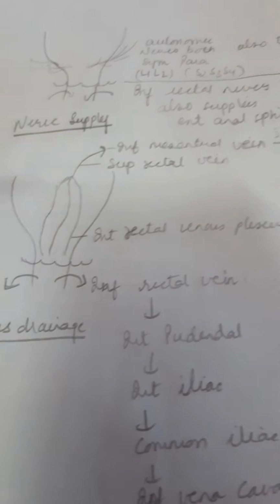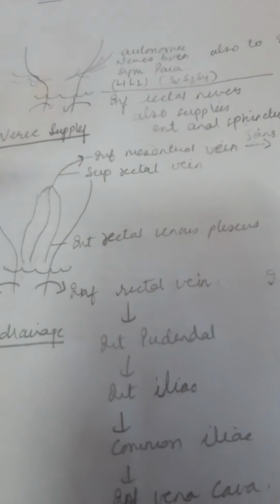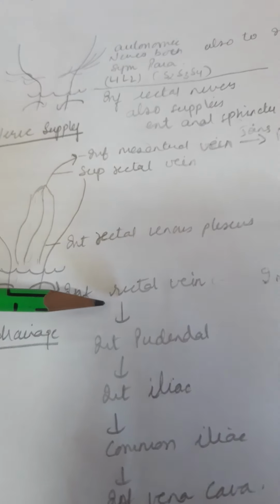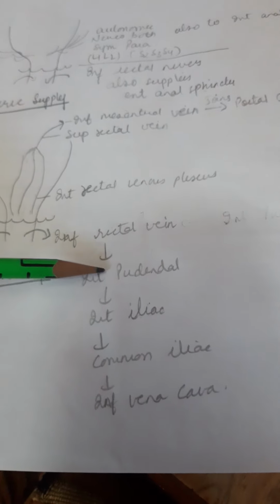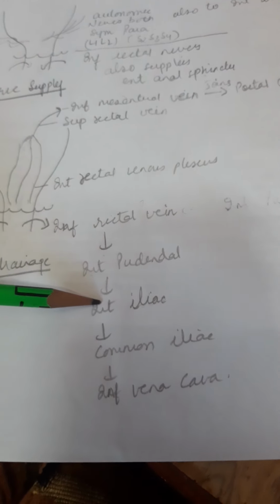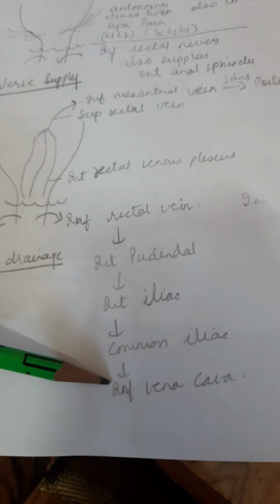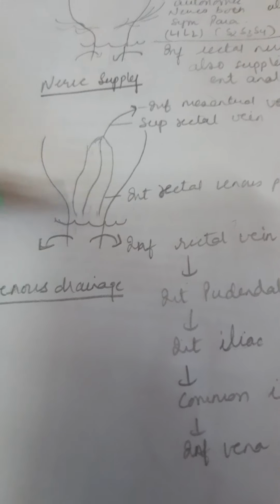Below the pectinate line, all the venous drainage goes into the inferior rectal vein, and from the inferior rectal vein to the internal pudendal vein, to the internal iliac, to the common iliac, and to the inferior vena cava. So this is the drainage above the pectinate line and below the pectinate line.